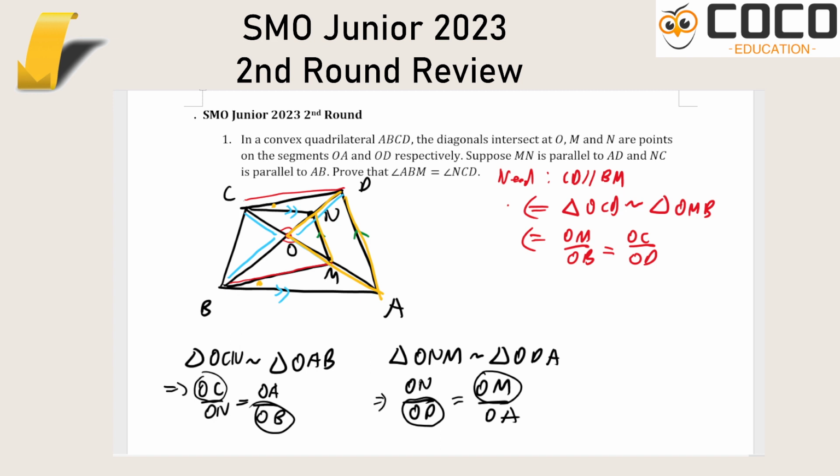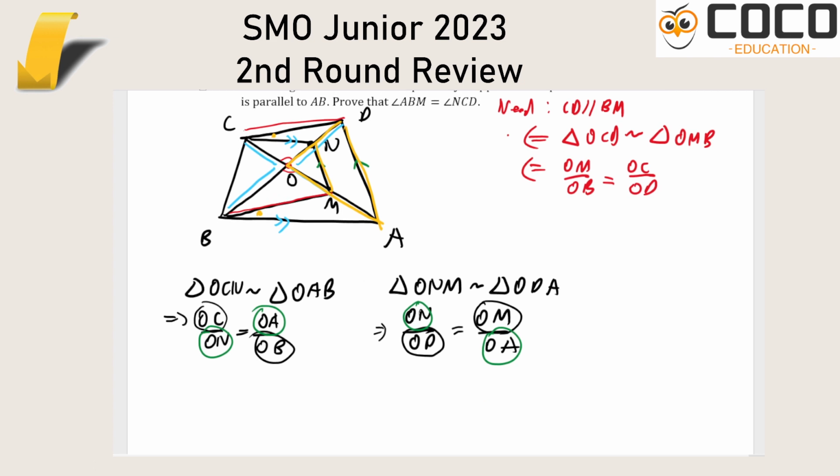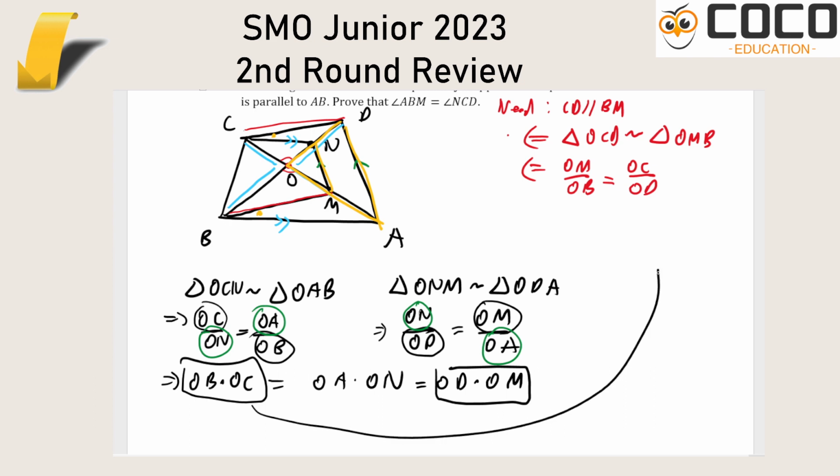But hang on a moment. These two are the same, ON, OA, ON, and OA. Which means that if I were to cross multiply, OB times OC is equal to OA times ON, and OA times ON is equal to OD times OM. So that will relate my four lengths together, and these collectively would give you that OM over OB is equal to OC over OD, and then since we're working backwards, we can complete our proof this way.